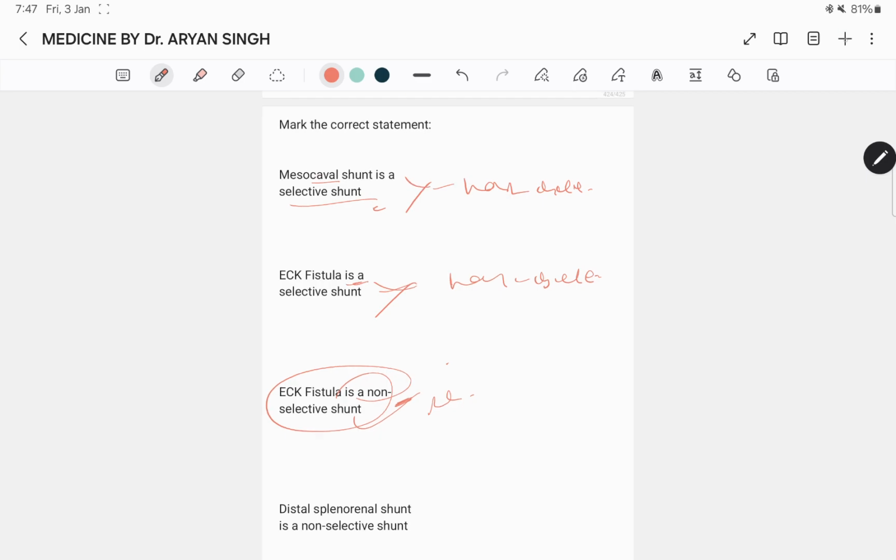The distal splenorenal shunt is the important one; it is the selective shunt.